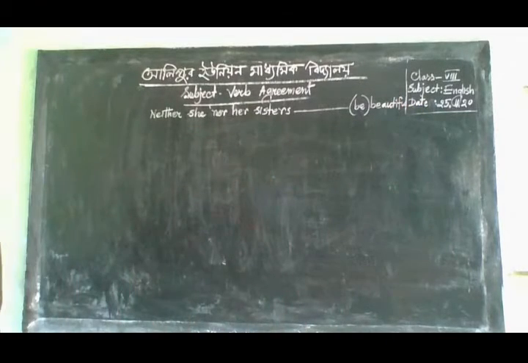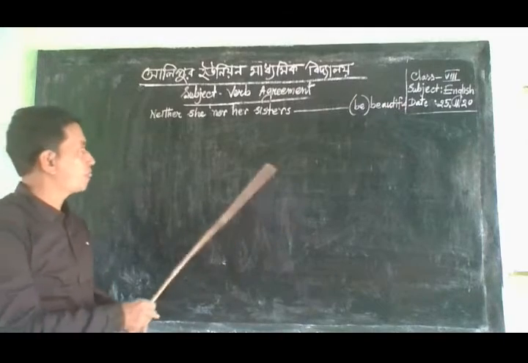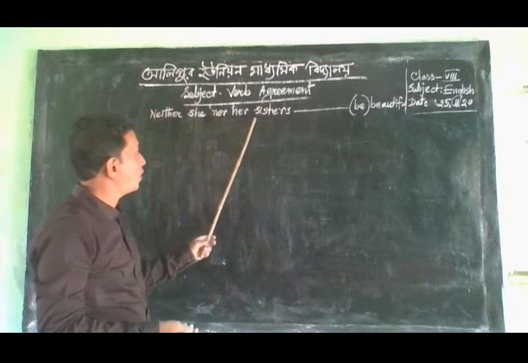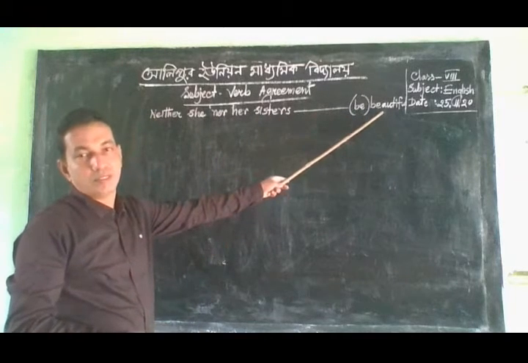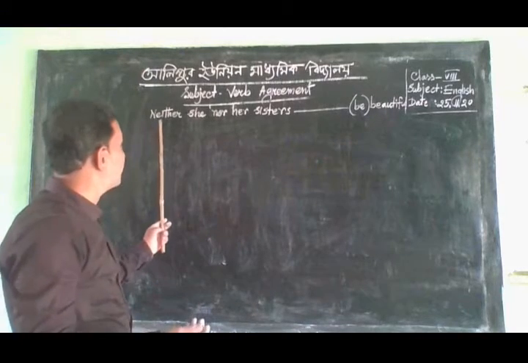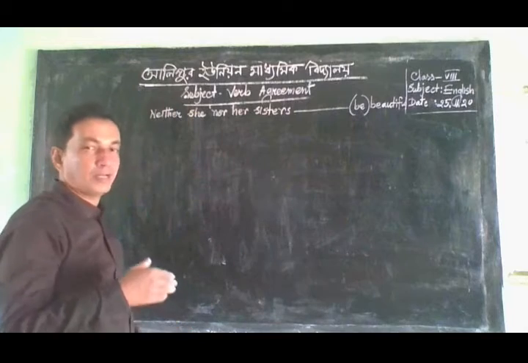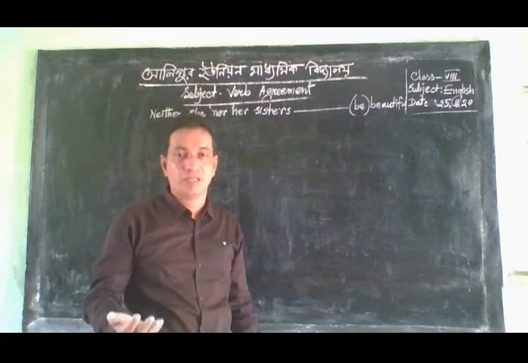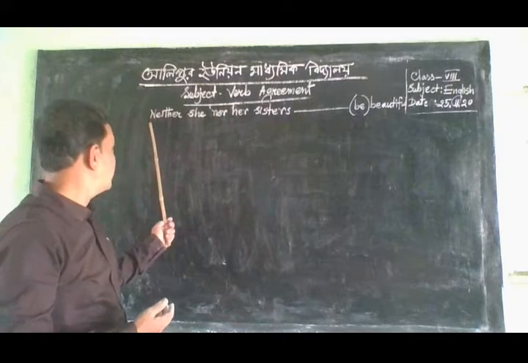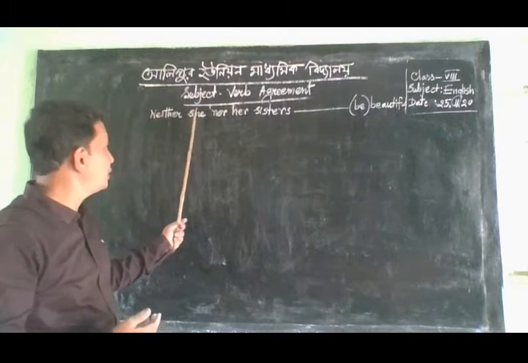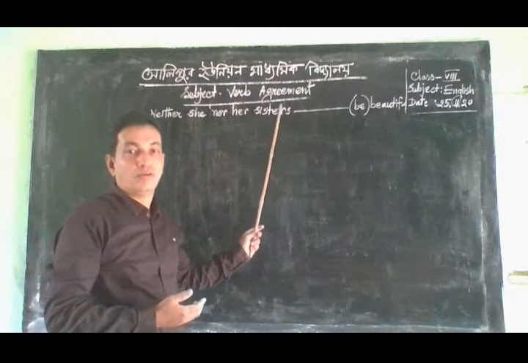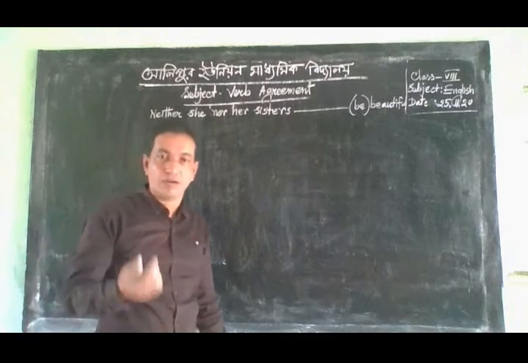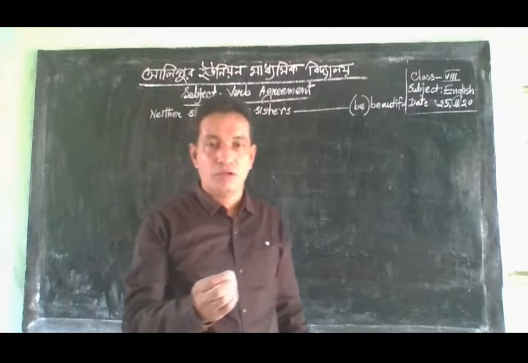Dear students, I have written another example of the same rule, but there are some differences. Neither she nor her sisters be beautiful. Dear students, you have noticed there is some difference because in the previous sentence I wrote either he or his brother, not brothers, but in this sentence, neither she nor her sisters, not sister.